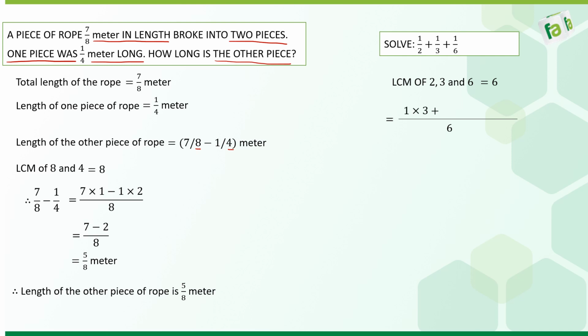Over here, we write 1 multiplied by 3 plus 1 multiplied by 2 plus 1 multiplied by 1. By multiplying and adding the fractions, we get 6 by 6. Since both the numerator and the denominator are the same, they will both cancel out each other to give 1.